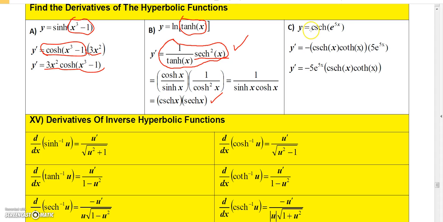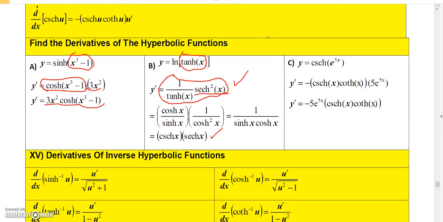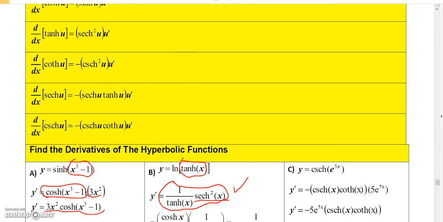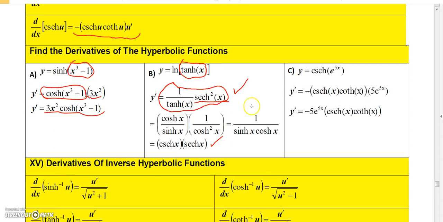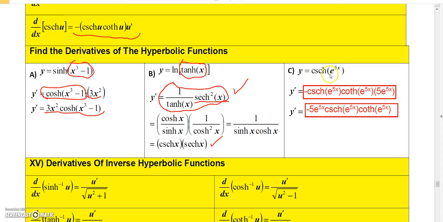This time I'm going to do hyperbolic cosecant, where u is e to the 5x. So let's go back and look at the formula for hyperbolic cosecant. That would be this one. Okay, so the formula for the derivative of hyperbolic cosecant of u would be minus hyperbolic cosecant u times hyperbolic cotangent of u times u prime. I actually got this written wrong, so let me correct this real quick, because these x's should involve the e to the 5x. Okay, I've got it fixed now. I had an x instead of what I should have had, the e to the 5x.